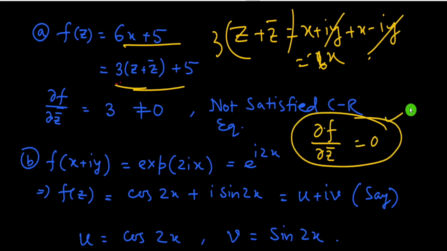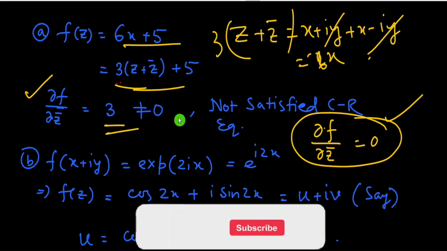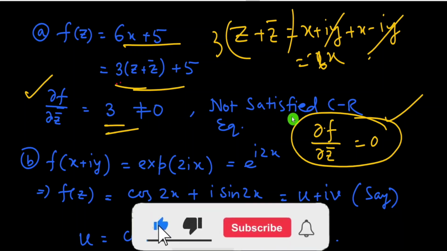If this f does not satisfy this equation, then we say that this is not analytic. Now del f del z bar equal to 3, which is not equal to 0. Therefore f does not satisfy the CR equation. This gives f is not analytic.